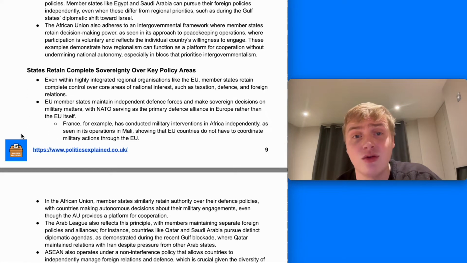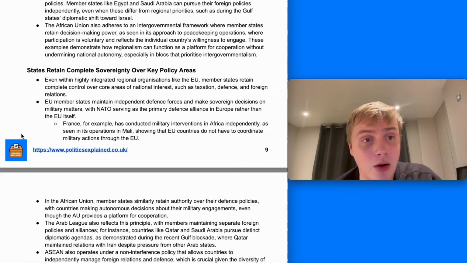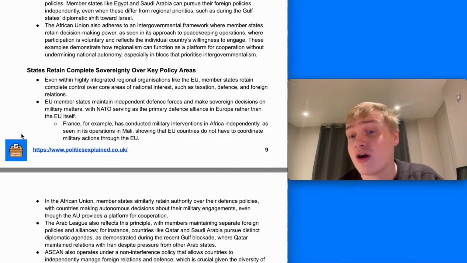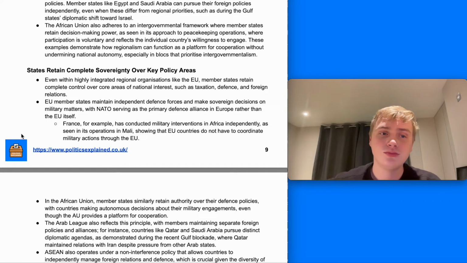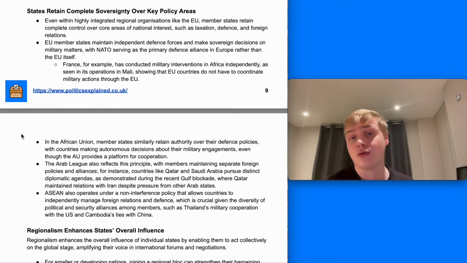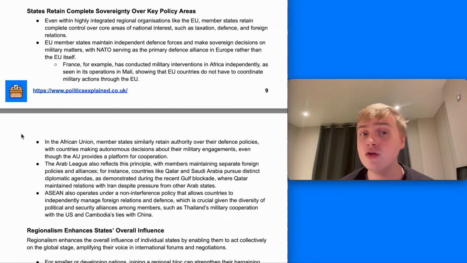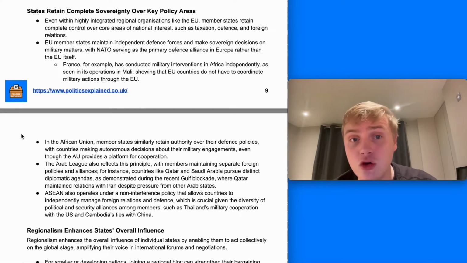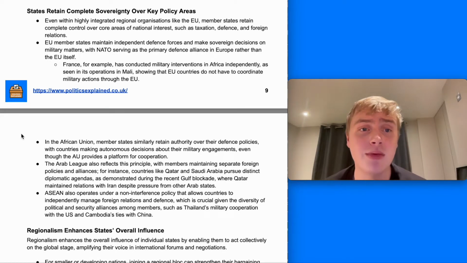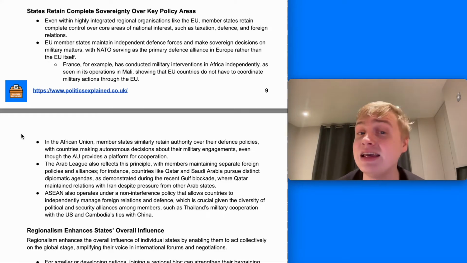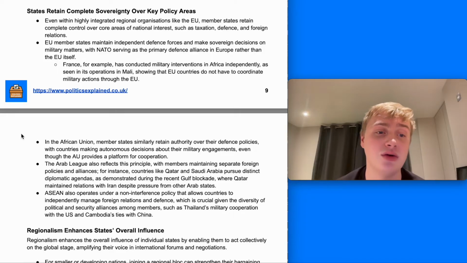The African Union also adheres to an intergovernmental framework where member states retain decision-making power, where, for example, cooperation in peacekeeping operations is voluntary and reflects the individual country's willingness to engage. Crucially, states retain complete sovereignty over key policy areas. So even within highly integrated regional organisations like the EU, which are more supranational, member states retain complete control over core areas of national interest, such as taxation, defence and foreign relations. EU member states maintain independent defence forces and make sovereign decisions on military matters, with NATO actually being the key defence alliance for Europe rather than the EU itself.